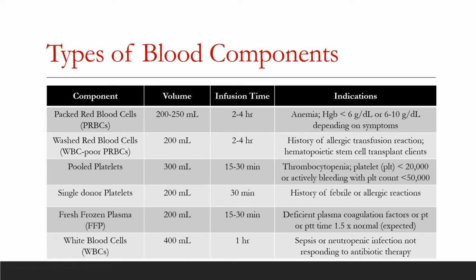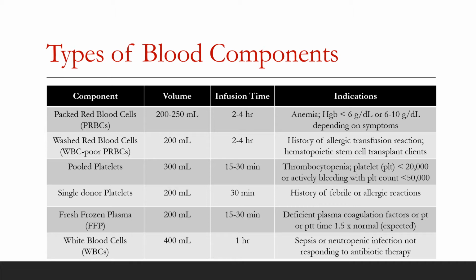Pooled platelets, which is our normal bag of platelets, is usually a rapid infusion, 15 to 30 minutes, because they need platelets. The condition that you need platelets for, low platelets, is thrombocytopenia. So our platelet level that we're looking at is less than 20, or that they are actively bleeding and they have less than 50, because they're quickly going to get to below 20 and we can't stop the bleeding. So we're going to go ahead and transfuse them.